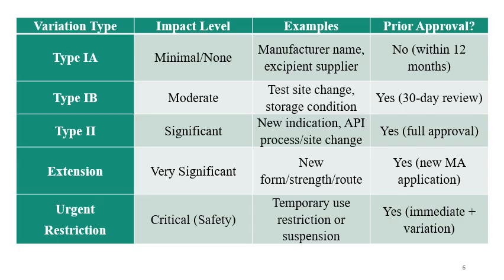Extension variations have a very significant impact level. Examples are new form, strength or route. Prior approval is required and a new marketing authorization application is done. Urgent restriction variation types have a critical or safety impact level. The examples are temporary use restriction or temporary use suspension. Prior approval is required, with the immediate variation required to be informed to the authority for urgent restriction type of variations.